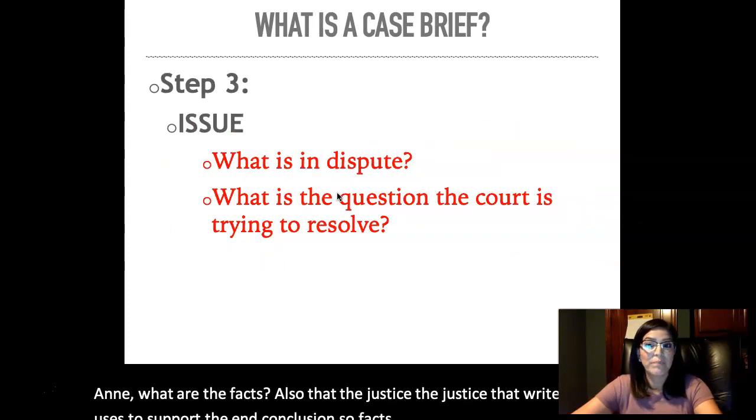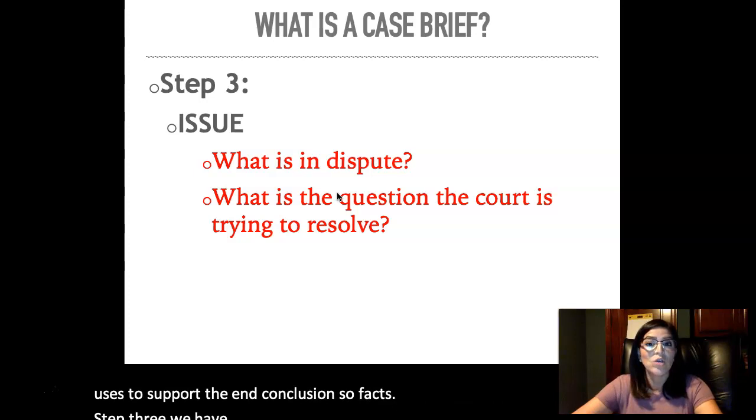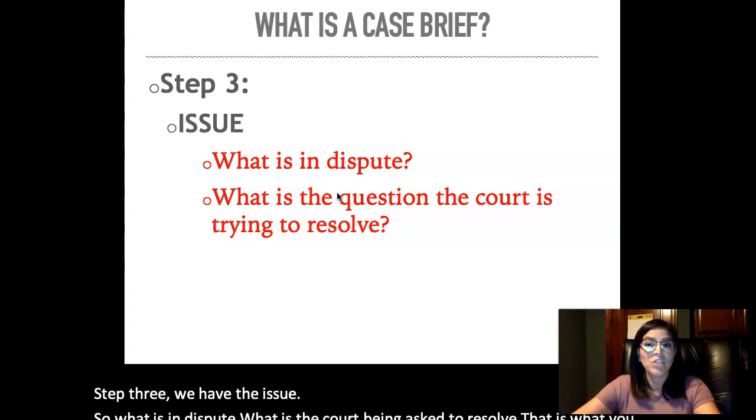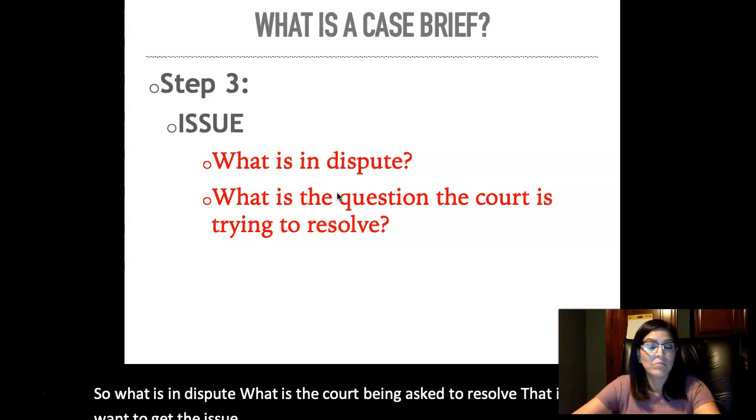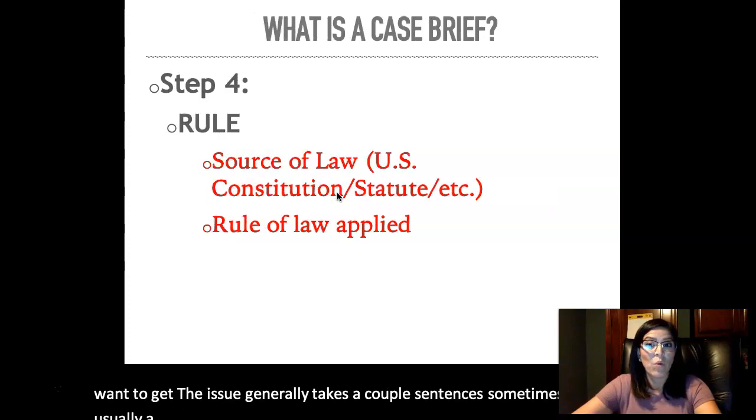Step 3, we have the issue. So what is in dispute? What is the court being asked to resolve? That is what you want to get at. The issue generally takes a couple sentences, sometimes one. It's usually a very simple question that they're trying to resolve.